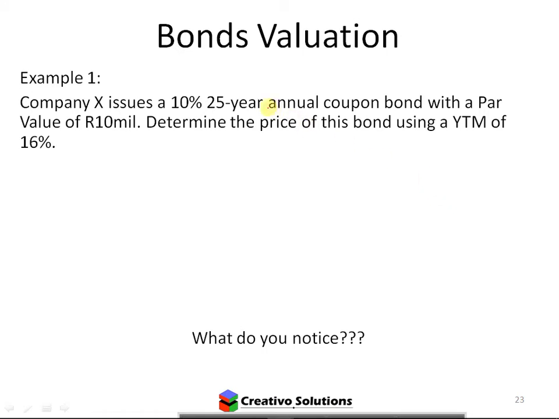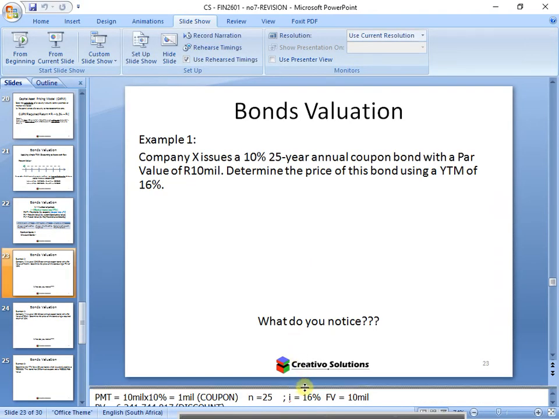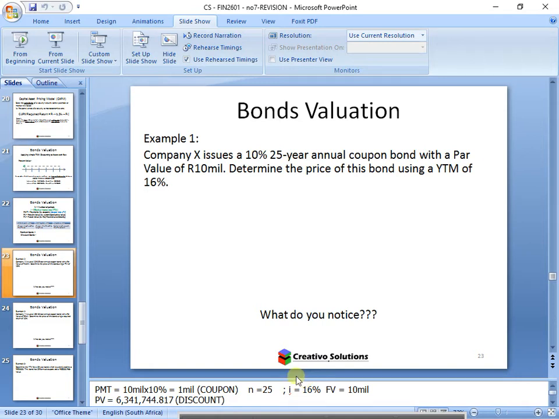Company X issues a 10% 25-year annual coupon bond. So what does the 10% represent? The coupon, 10% of the par value. What is your N? 25 years. And what I do you have in the question? The 16%. So substitute and solve. But the 10 million is your FV, the par value. Sorry about that.